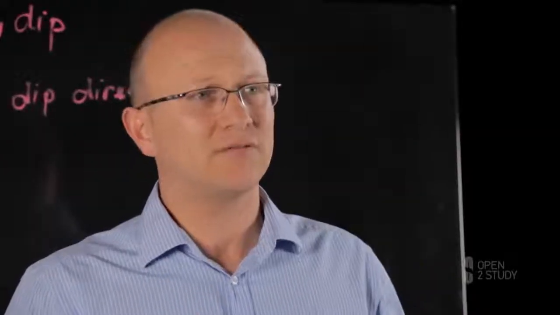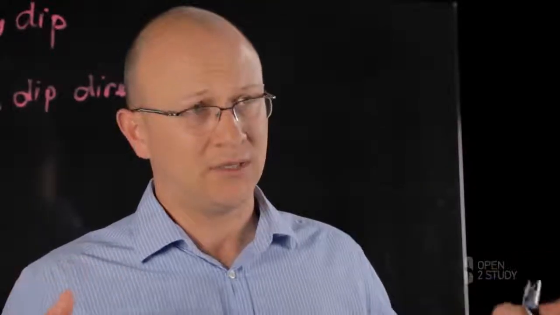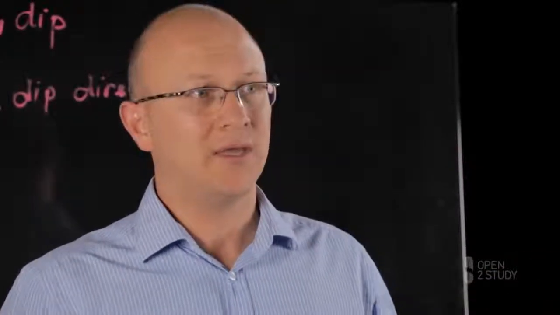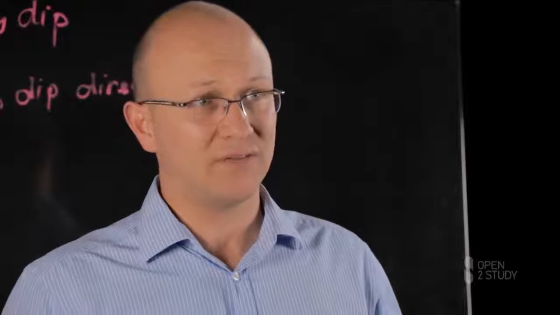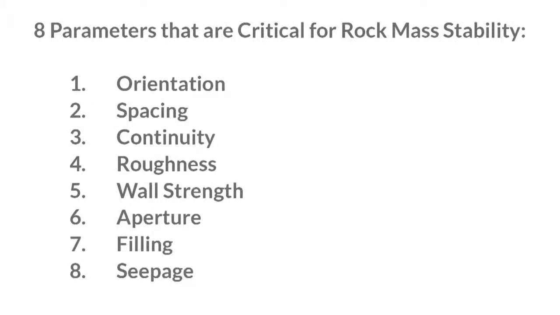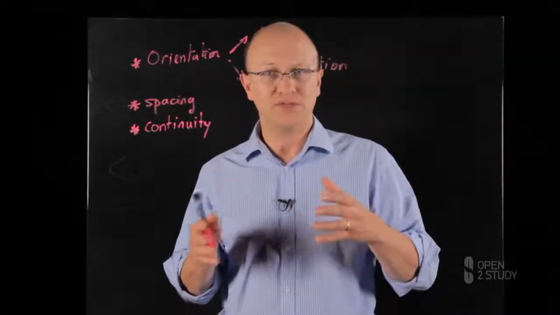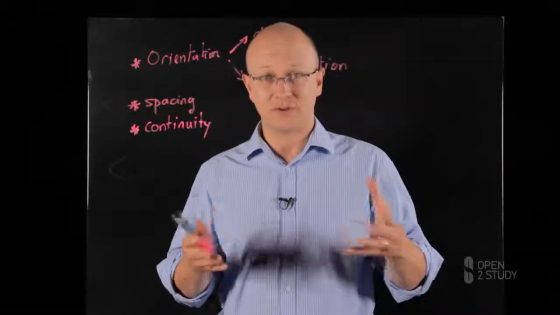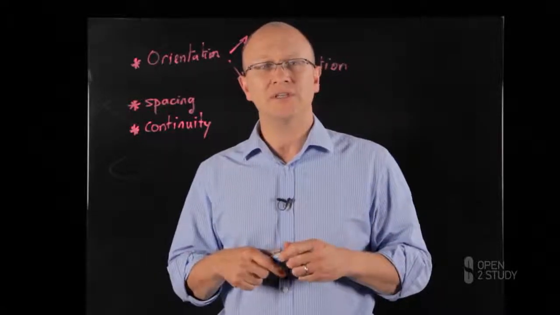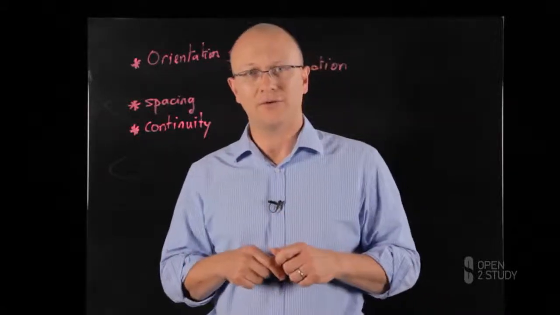Spacing is relevant for the behavior of the rock mass because the smaller the spacing, the higher the number of discontinuities, and hence the more the rock mass will be affected by the discontinuities. The third parameter is the continuity. Surveys of discontinuities have shown that discontinuities aren't always continuous. There might be some rock bridges between joint segments that would confer extra strength to the discontinuity. This is illustrated in this photo here.